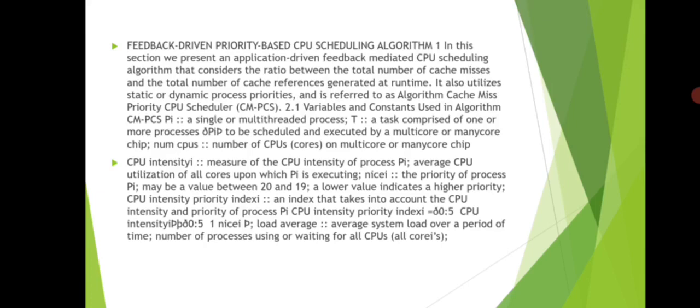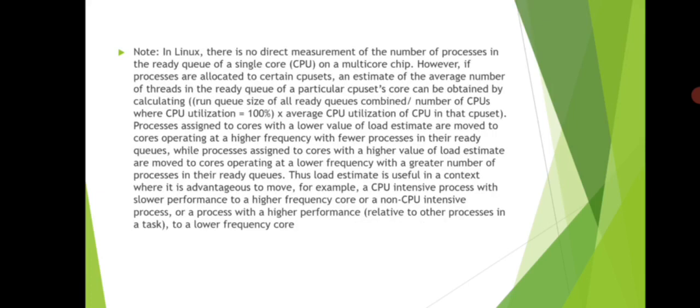CPU intensity measures the CPU intensity of the process. PI is the average CPU utilization of all cores upon which the process is executing. The property of the CPU intensity. Priority index C, an index that takes into account the CPU intensity. Load average, the system load over a period of time, the number of processes using or waiting for the CPU.